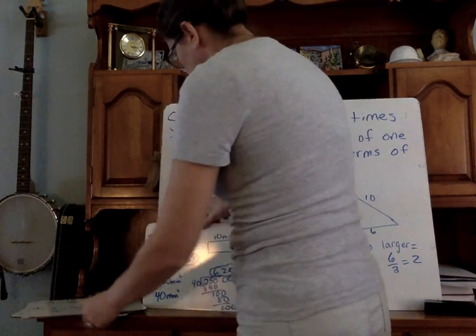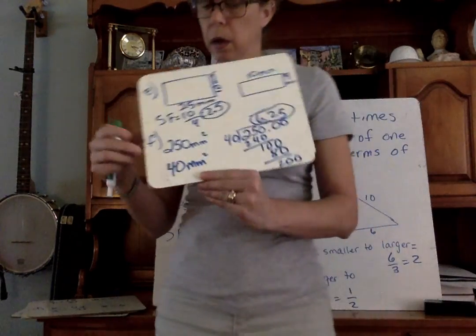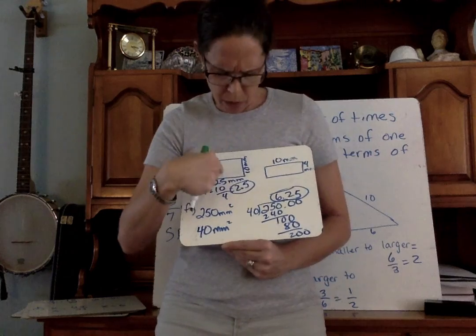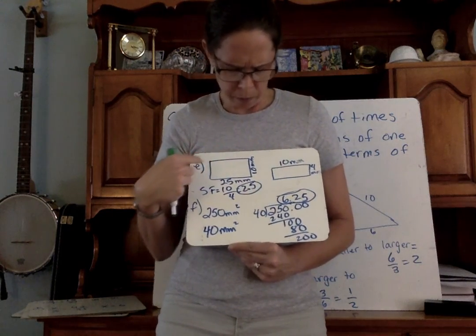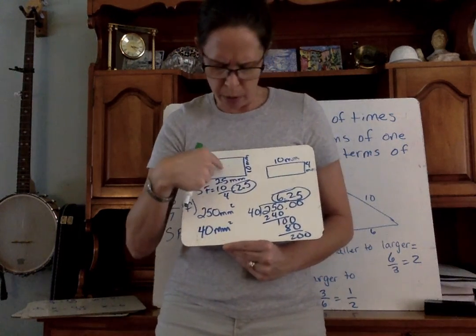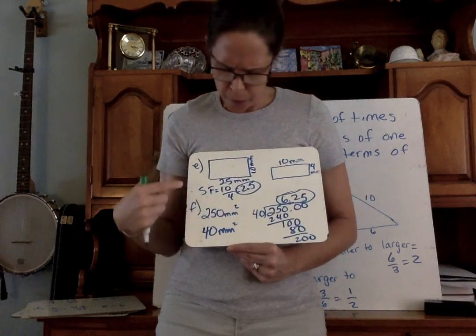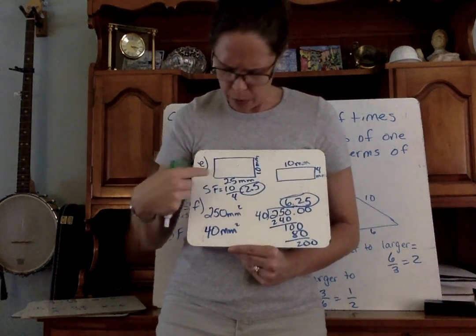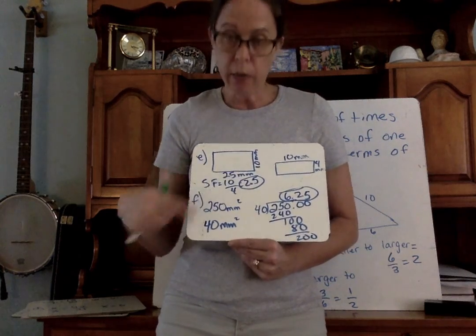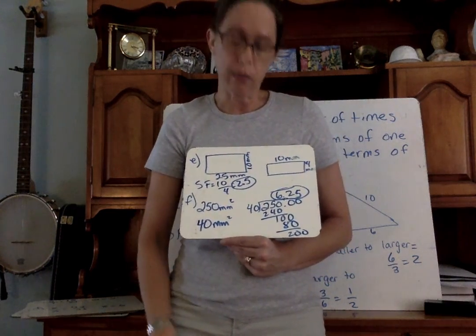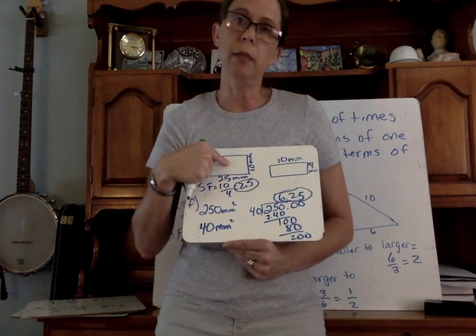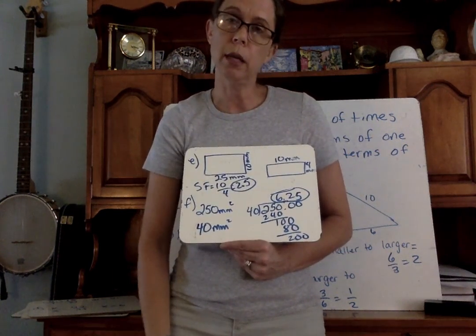Okay, last two, E and F. On E, it asks for the scale factor from the small one to the big one. How much bigger is the big one than the small one? So I just took the width on this one and the width on this one. I said 10 divided by 4, and that gave me 2.5. So this one, the larger rectangle, is 2.5 times the smaller rectangle.